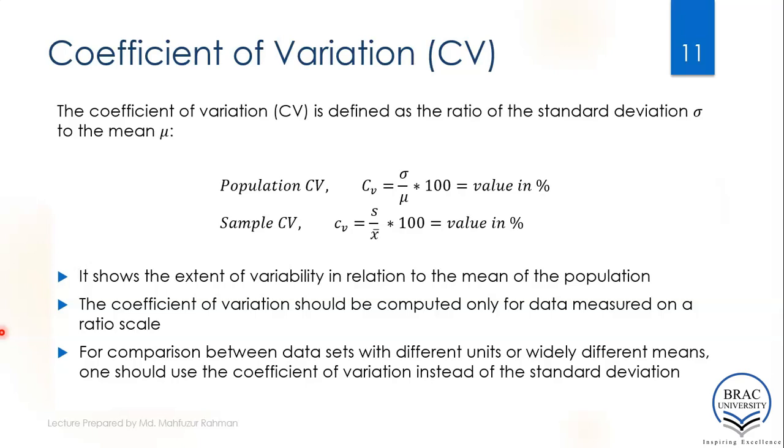This measure is called the coefficient of variation, shortly named CV, and it is the ratio of the standard deviation to the mean. For population CV, we define it as the population standard deviation divided by the population mean, and for sample CV, we find it by dividing the sample standard deviation by the sample mean. In both cases we multiply by 100 and we get the percentage value.